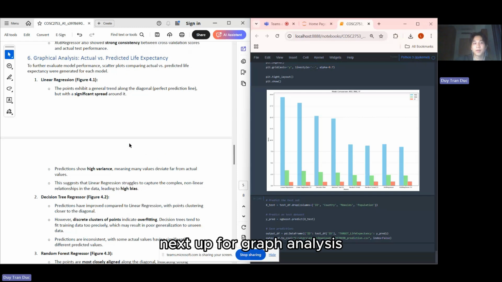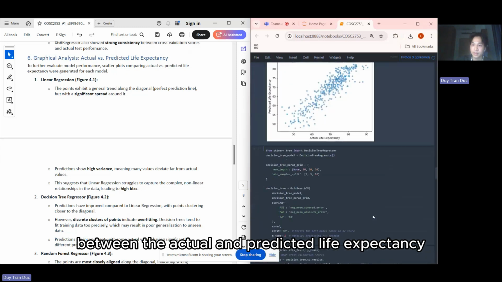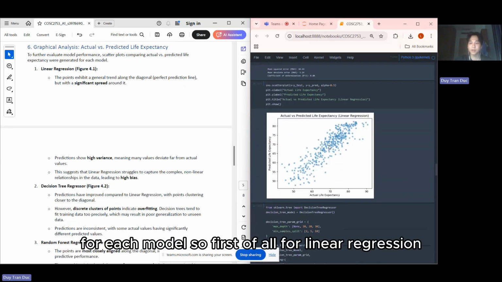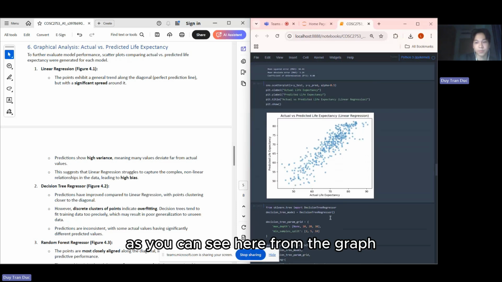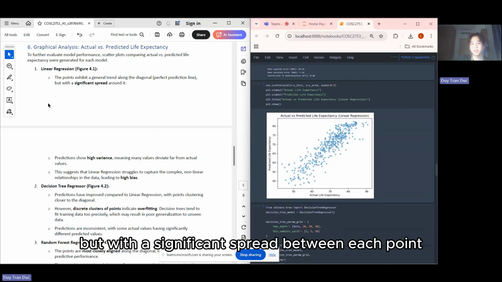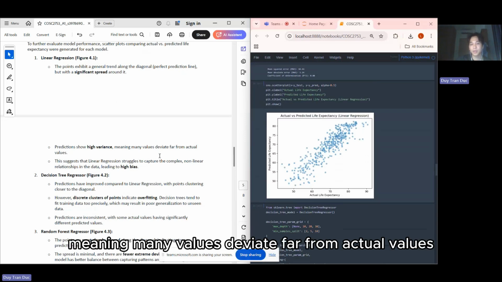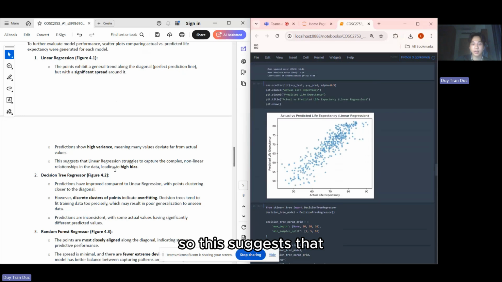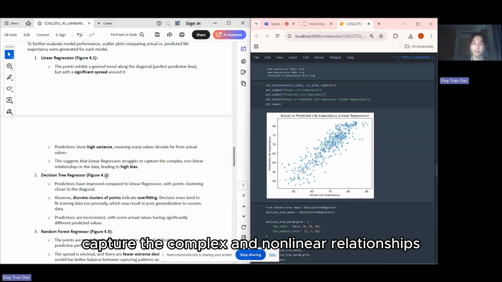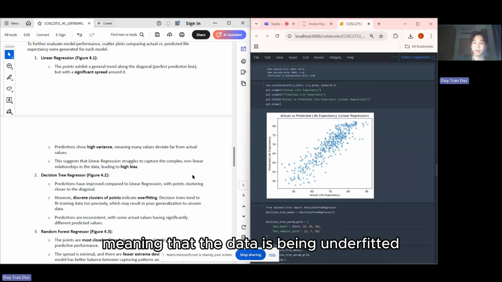Next up is the graph analysis between the actual and predicted life expectancies for each model. So first of all, for linear regression, as you can see here from the graph, the points exhibit a general trend along the diagonal, but with a significant spread between each point. And predictions showed a high variance, meaning many values deviate far from actual values. So this suggests that the linear regression struggles to capture the complex and nonlinear relationships in the data, leading to high bias, meaning that the data is being underfitted.